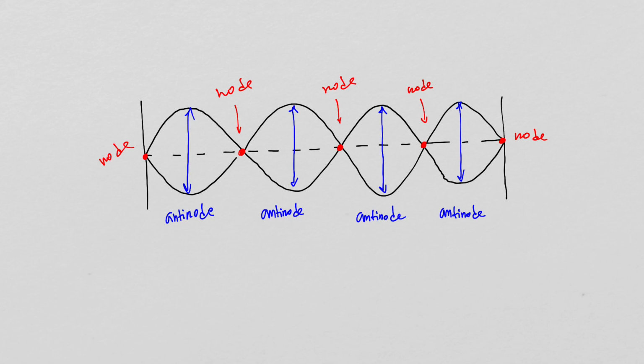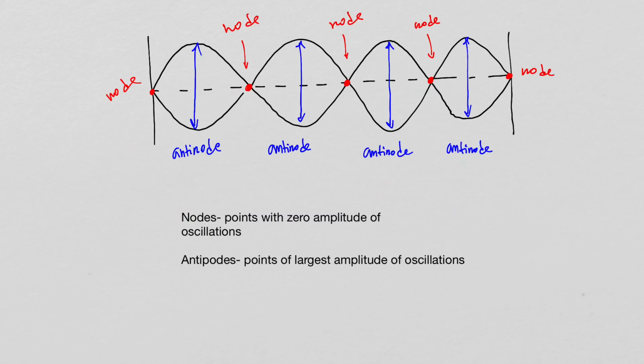When the number of loops increases, so that means more antinodes, that means more nodes. If the number of antinodes decreases, that means also fewer nodes. And so one more time, nodes are points with zero amplitude of oscillations, and antinodes are points of largest amplitude of oscillations.